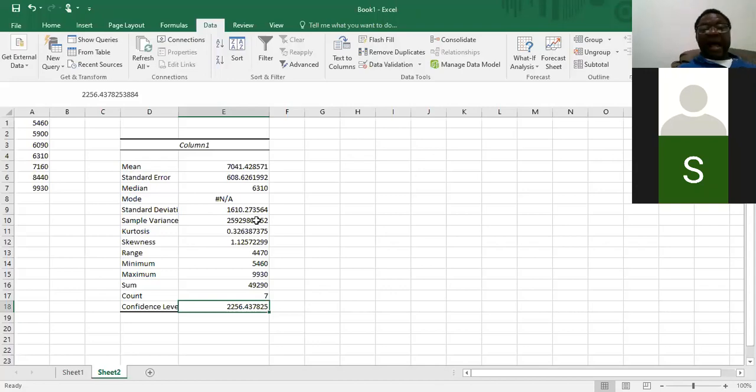So let's do number 9. The sample variance is the one we're going to use. Sample variance is S square. You see that the formula has S square. If you use standard deviation, square it. If you use sample variance, just take it as it is. To avoid confusion, S square is sample variance. S is sample standard deviation.